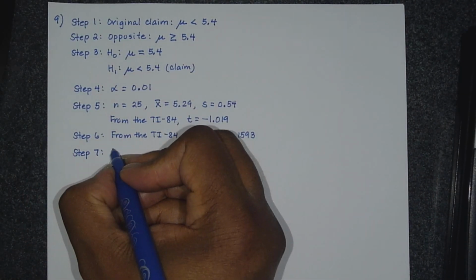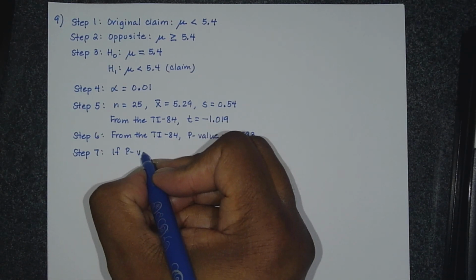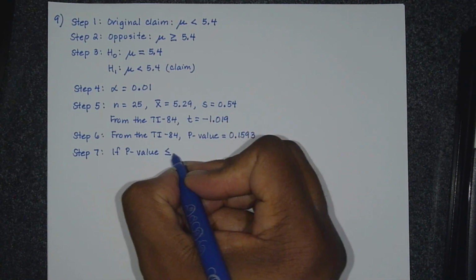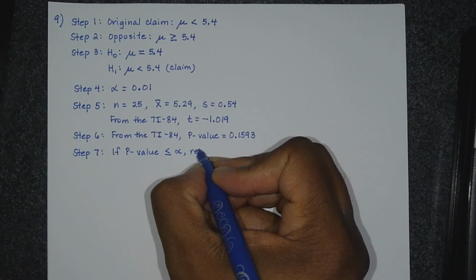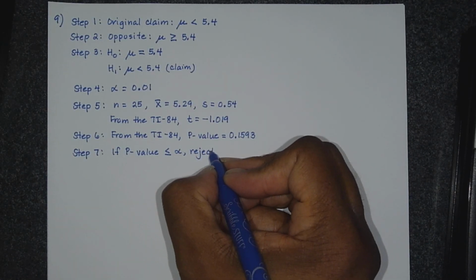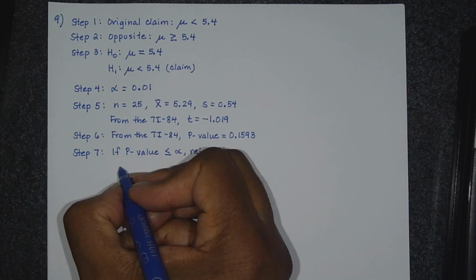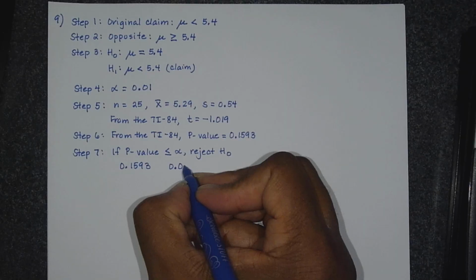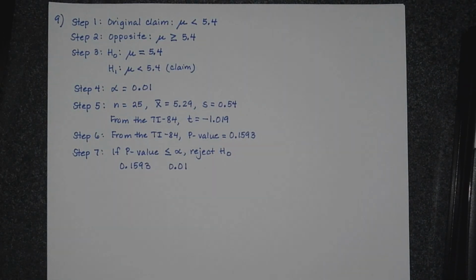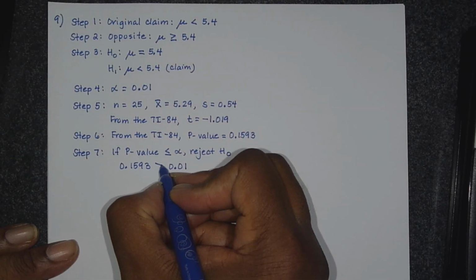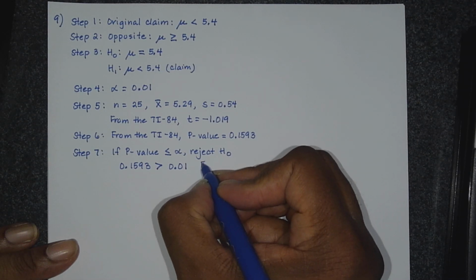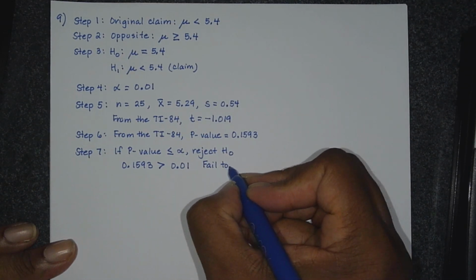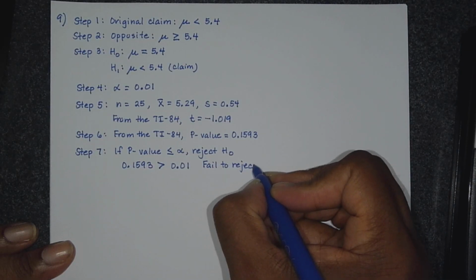And then step number 7 is our decision rule. And that is, if your p-value is less than or equal to alpha, you're going to reject the null hypothesis. P-value is 0.1593. The significance level is 0.01. Is 0.1593 greater than or less than 0.01? Here it is greater than. So we need to fail to reject the null hypothesis.